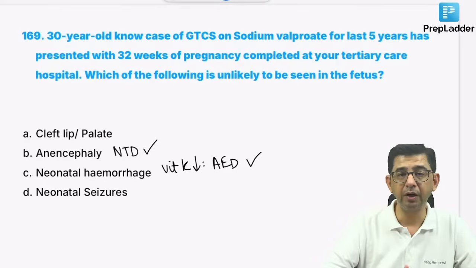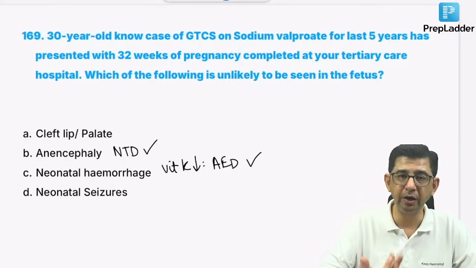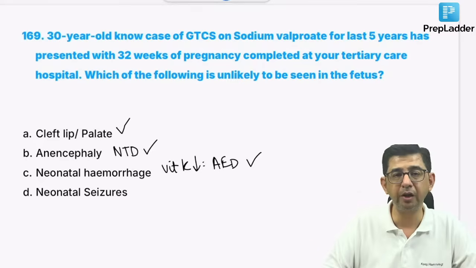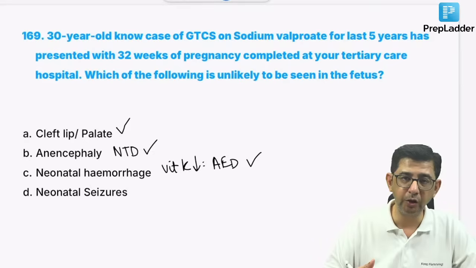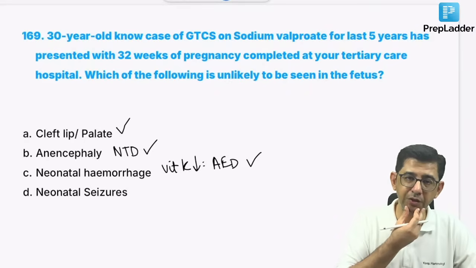Then cleft lip and cleft palate. If a lady is on medicine, then teratogenicity will occur, no? Because all drugs are teratogenic. So they may not only cause a neural tube defect, but they might even cause a craniofacial dysmorphism.